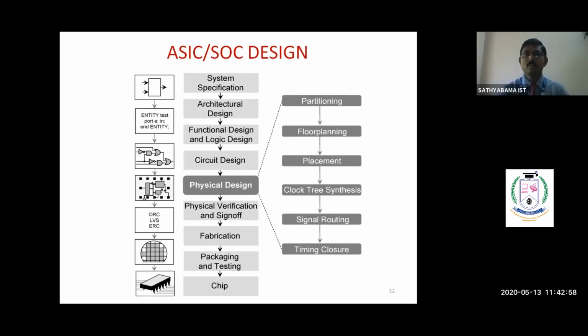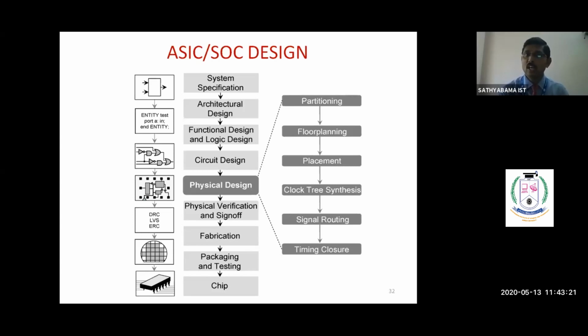System specification means, for example, I have some idea in my mind, I want to develop an architecture. I want to develop some particular concept. That concept is called the system specification. Then my concept is going to be developed as an architecture. So I have some ideas, and I am going to make that idea at an architectural level. That is called architectural design.